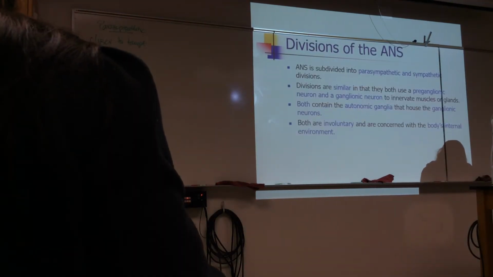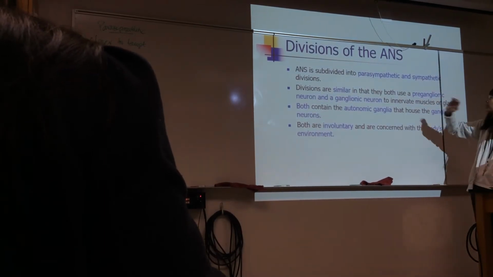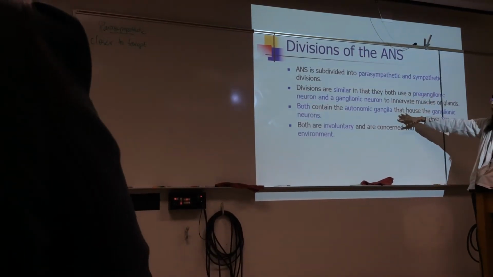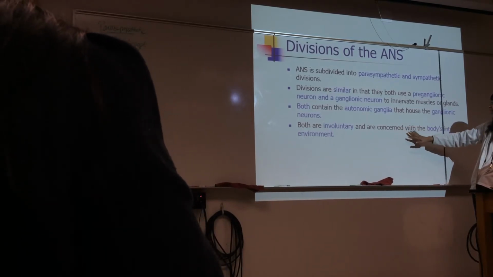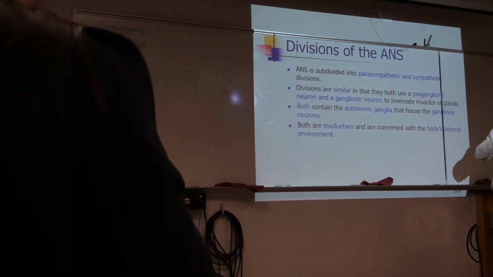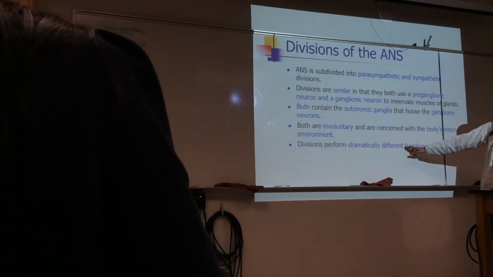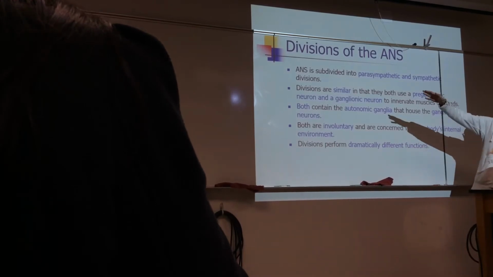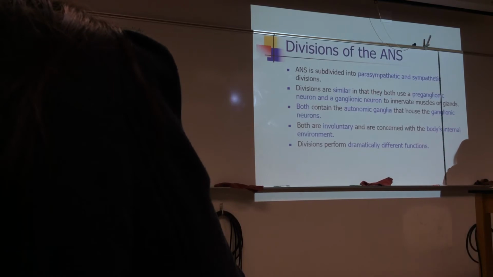So here you go. They both do the same. Okay, the sympathetic and parasympathetic. Same target. They're both autonomic. They're going to have ganglia. They're both involuntary, and they're concerned with the body's internal environment. Internal. So that's how they're alike. But their effect is dramatically different. Opposing. That's why I use the green and the red color. They're opposing effects.